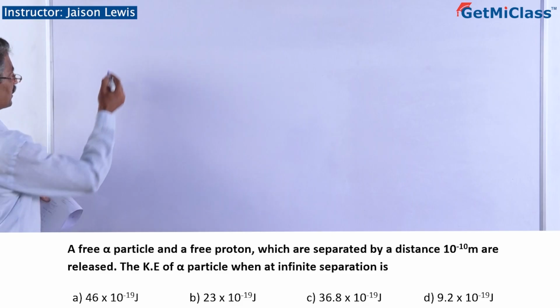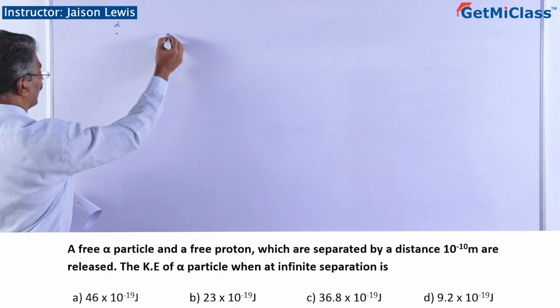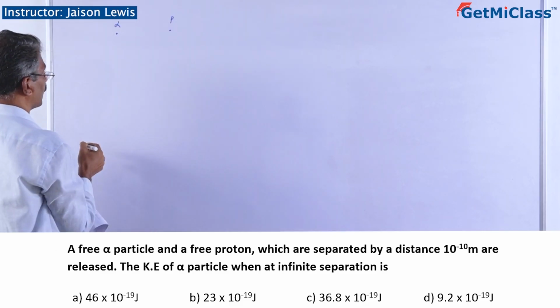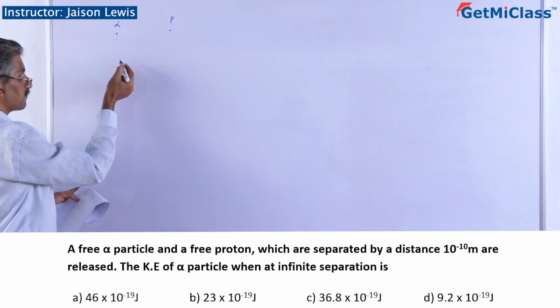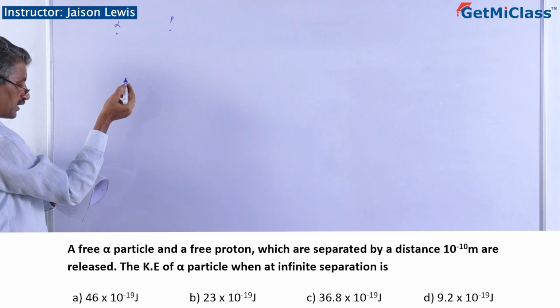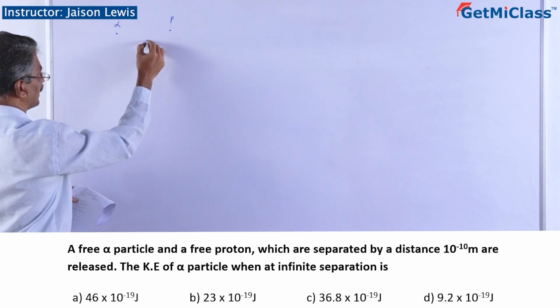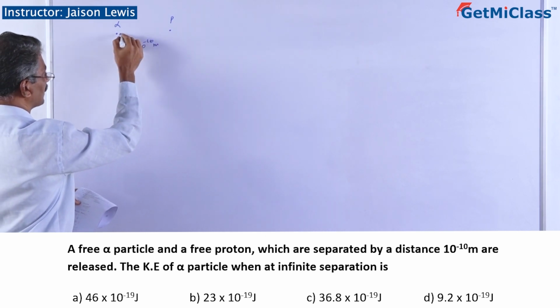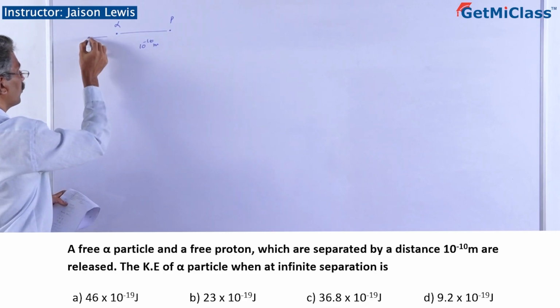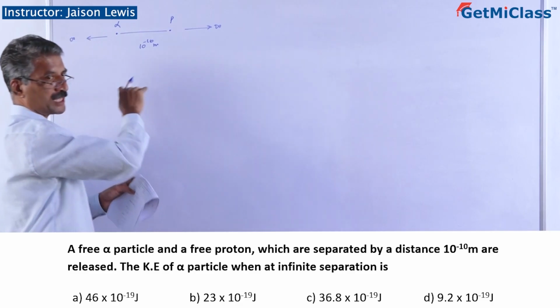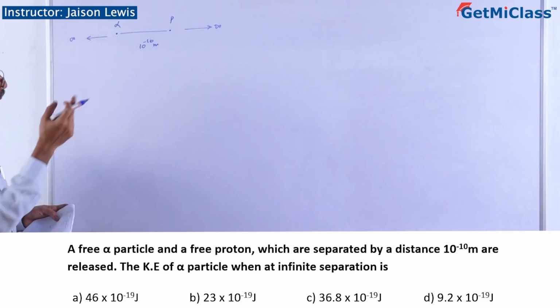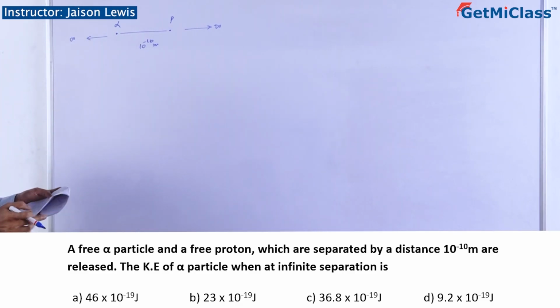So it is given that there is a free alpha particle and there is a proton, and the separation may be something r. Initially they are at a distance of 10 power minus 10 meter and they are released, and we know that they move to infinity because of the repulsion, they are moving away. At infinity, the kinetic energy of the alpha is asked. So how do we find this?